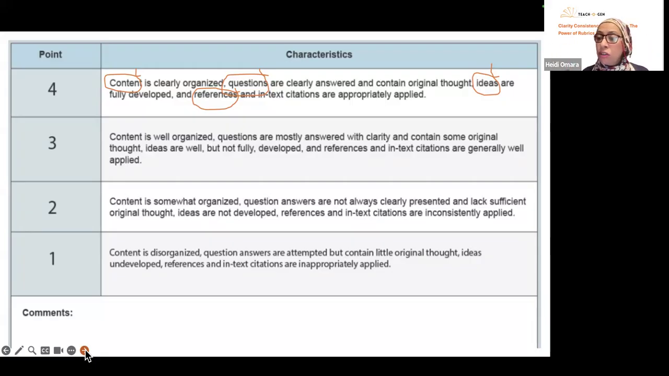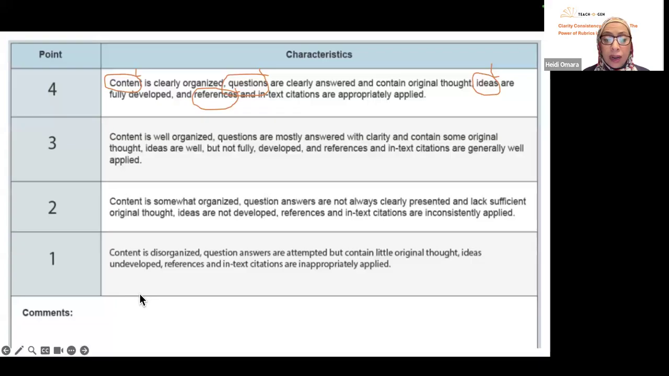So here I'm going to go into this mode of what grade should I give this person? He's got the content very good and the references are very good, but the questions and the ideas are not very good. Should I give him the 4? Should I give him the 3? Here, content is well organized, questions are mostly answered and with clarity and contains some original thoughts, ideas are well. So this is a good rubric, but sometimes you feel like you have more than one thing to assess at the same time.